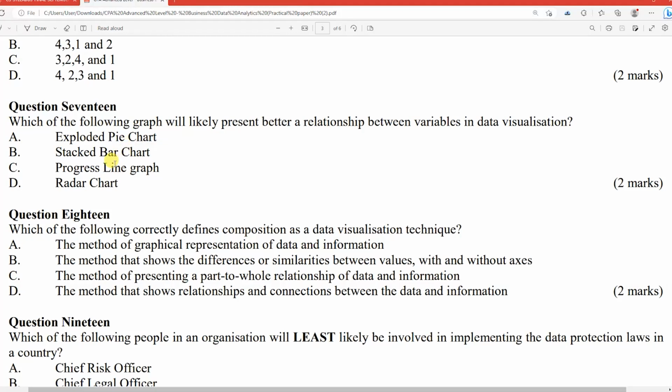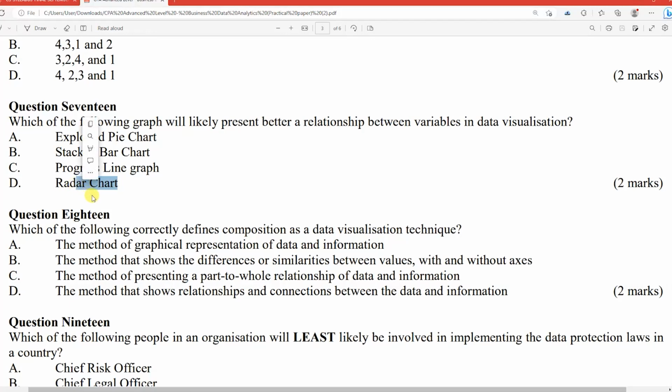Line graphs, on the other hand, are useful for showing trends over time, making them a good choice for variables that change continuously over a specific period. And the radar charts, which are also known as spider charts, are useful for comparing multiple variables simultaneously, but they can also be challenging to read and interpret for those unfamiliar with them.